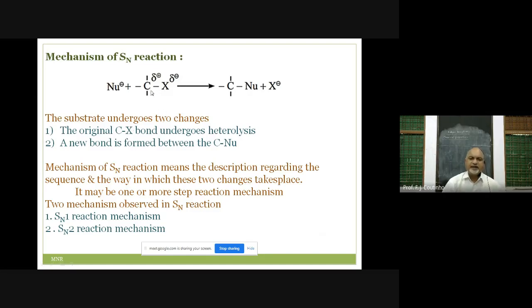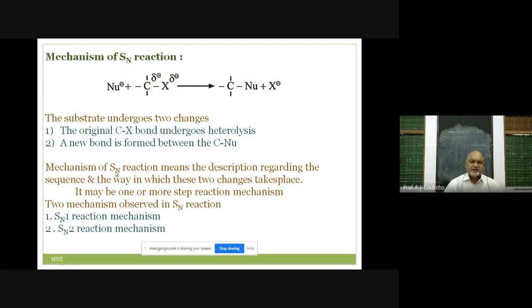Whenever a reaction has to take place, there has to be a reactant. This is one reactant, this is another reactant, and when there are two reactants, a reaction takes place, and then you get a product and a byproduct. So here, if I take CH3Cl and treat this with NaOH, I'll get CH3OH and HCl. So I get a main product, an alcohol, and a byproduct, that is HCl.